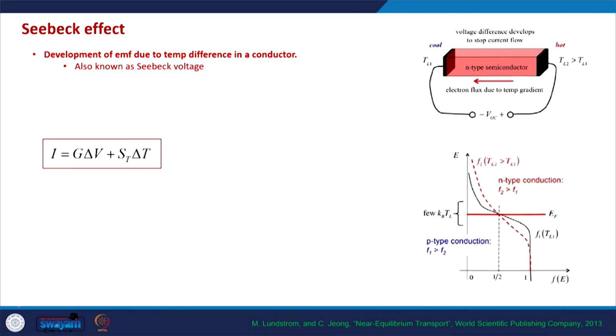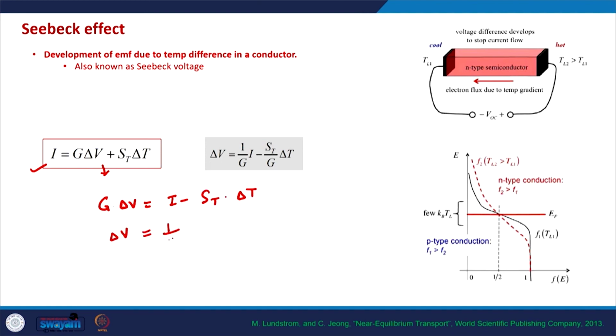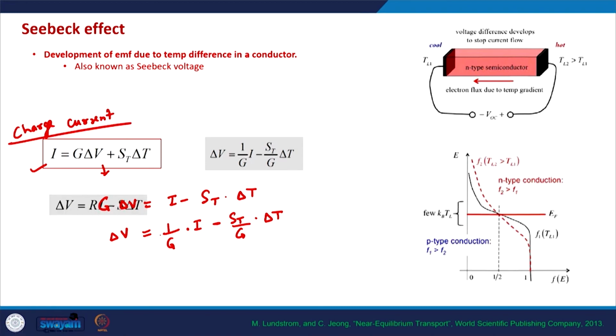From the charge current expression, we have I = G times delta V plus S_T times delta T. If we rearrange these terms, G times delta V is equal to I minus S_T times delta T, or delta V is equal to (1/G) times I minus (S_T/G) times delta T. Here 1/G, where G is the electrical conductance, is the resistance R, so delta V = R times I minus (S_T/G) times delta T.